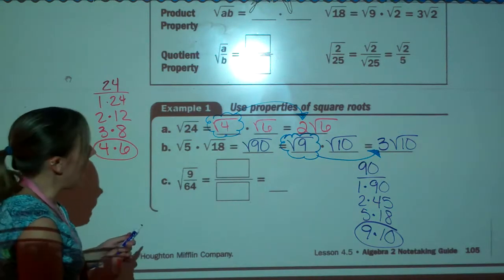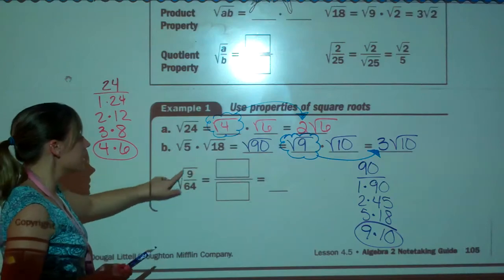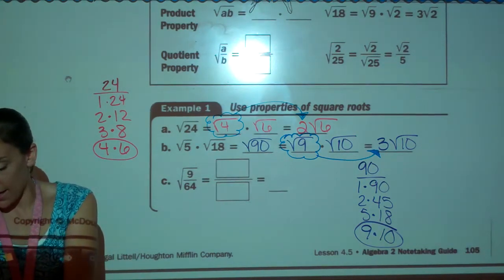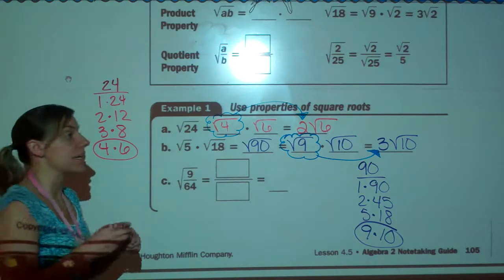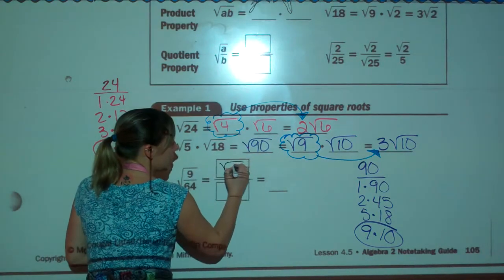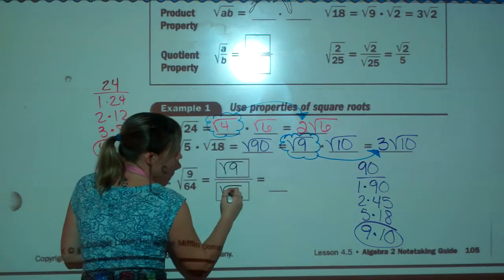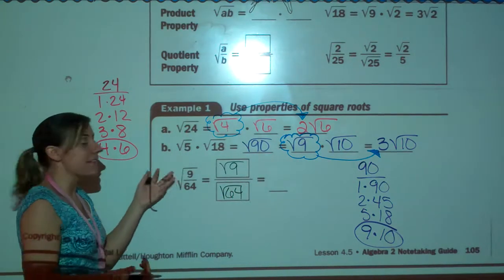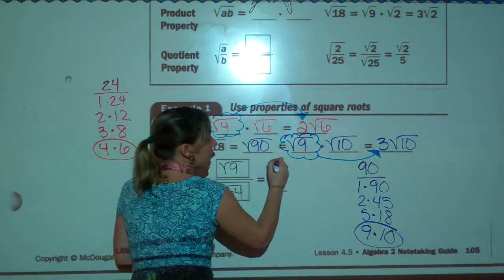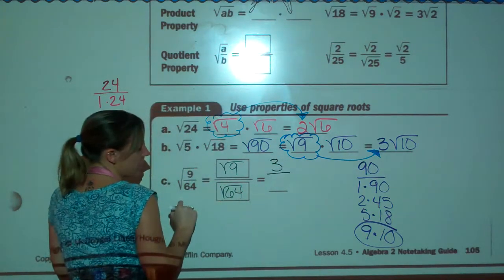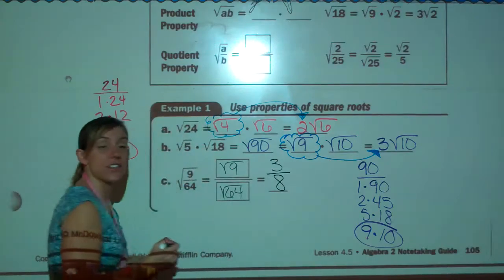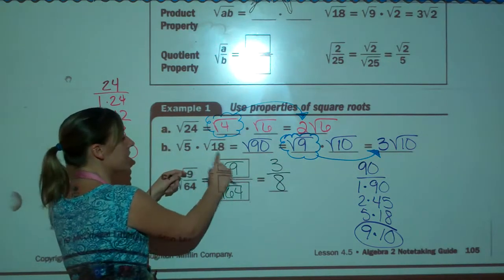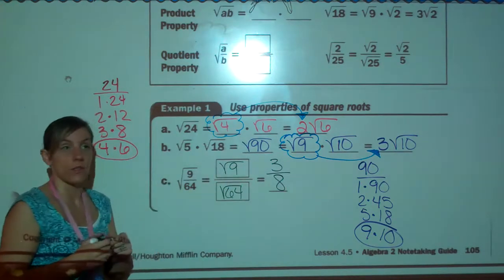Okay? And then this last one, since 9 over 64 doesn't reduce, we want to go ahead and separate them to see if we can look at them separately. So we've got the square root of 9 and the square root of 64. Look at them separately, and that's pretty easy. You know the square root of 9 is just a 3, and you know that the square root of 64 is just an 8. So when you look at them separately, it's actually much easier to apply those roots, okay?